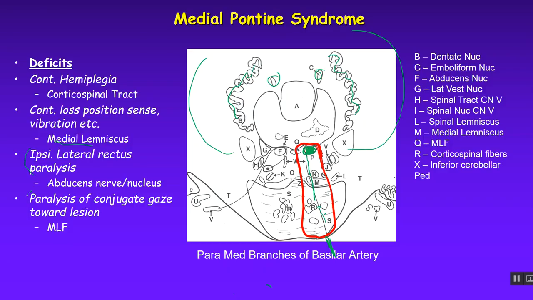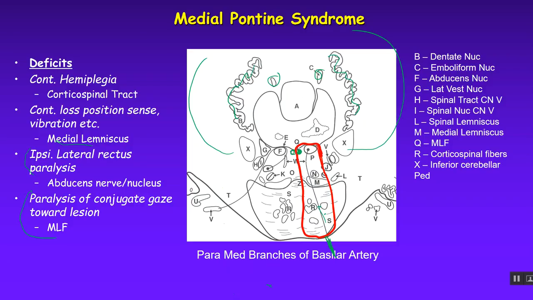They'll also have paralysis of conjugate gaze because here's the medial longitudinal fasciculus. The signals that the medial longitudinal fasciculus carries allow you to sync up your oculomotor, trochlear, and abducens nuclei so that you can maintain conjugate gaze. So when one eye moves, the other eye follows it and is coordinated to move with it. That's all mediated by that medial longitudinal fasciculus.